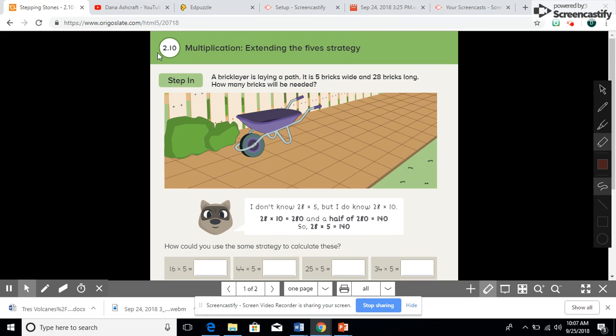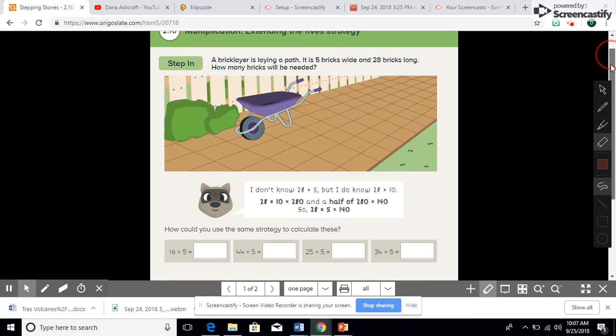This is Stepping Stones lesson 2.10. We are still working with our multiplication strategy using our 5s and our 10s. We're going to start with a word problem.